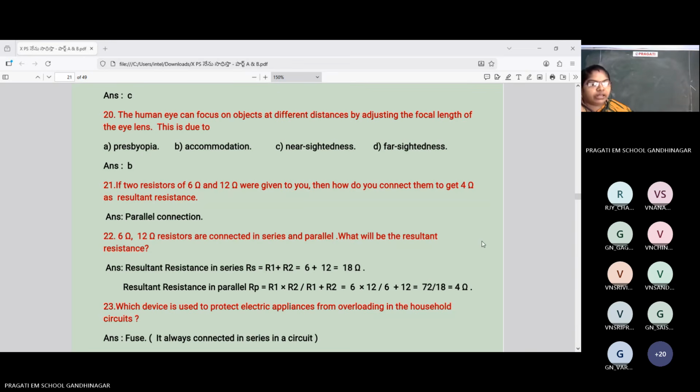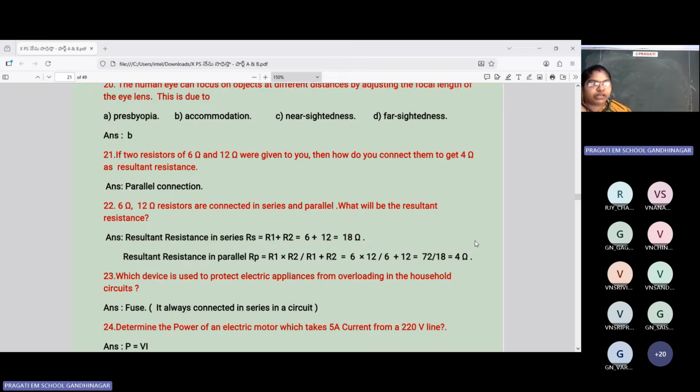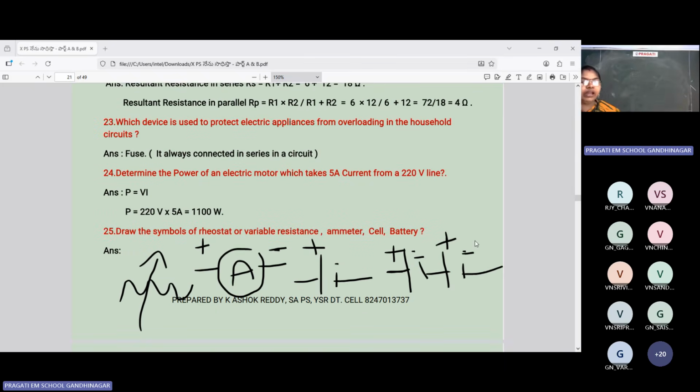Okay. Next, which device is used to protect electrical appliances from overloading? Yes, fuse. What are the characteristics of the fuse? Fuse has a low melting point. Fuse works on the heating effects of electric current. What is Joule's law? H is equal to I square RT.